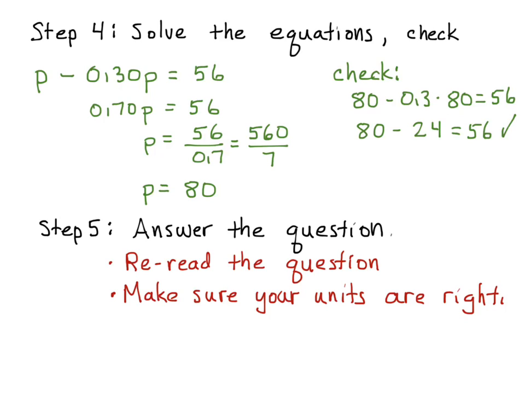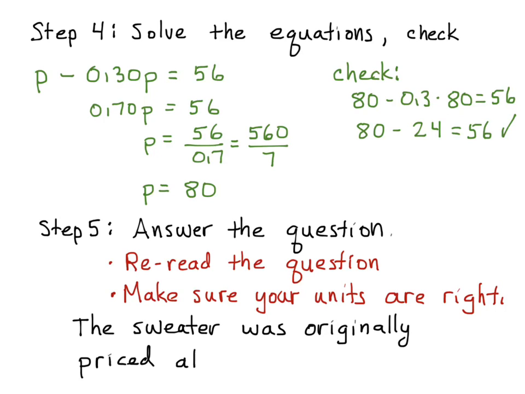And then also make sure the units are right. If somebody's going to ask you something that suggests you want a time unit in seconds or in hours, or maybe they want a unit that's on the clock, like 3 o'clock or 3:30. You want to be able to translate that so you're answering the question directly. And so the answer to this was the sweater was originally priced at $80.